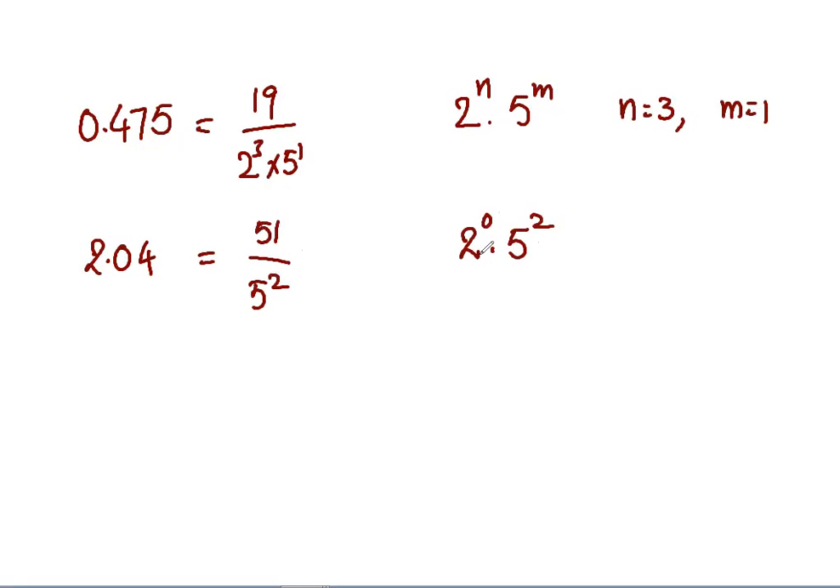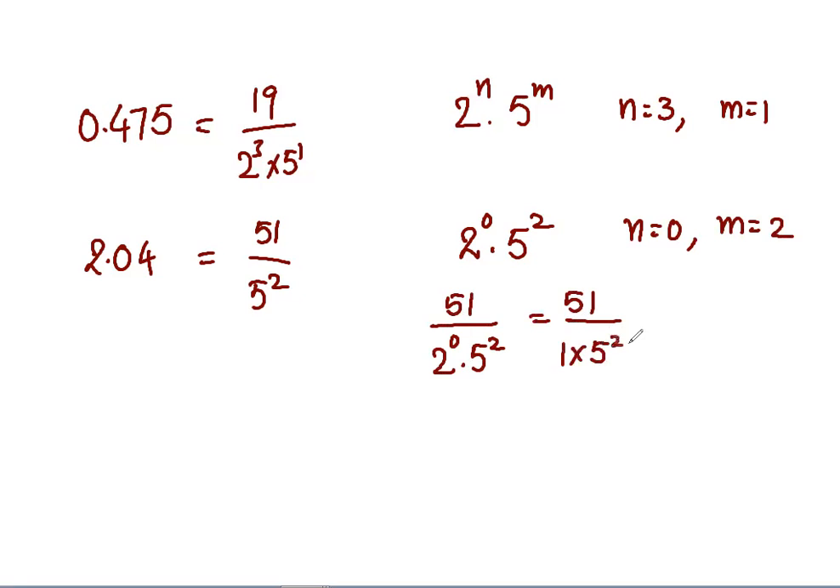Some students may get a doubt, where is 2 here? 2 is not there, but we can write 2 power 0 and 5 square. So here n is equal to 0 and m is equal to 2. So this can be written as 51 by 2 power 0 into 5 square, that is equal to 51 by 2 power 0 means 1, 1 into 5 square, you will get the same number, 51 by 5 square. Moreover, 0.8 can be written as 4 by 5.